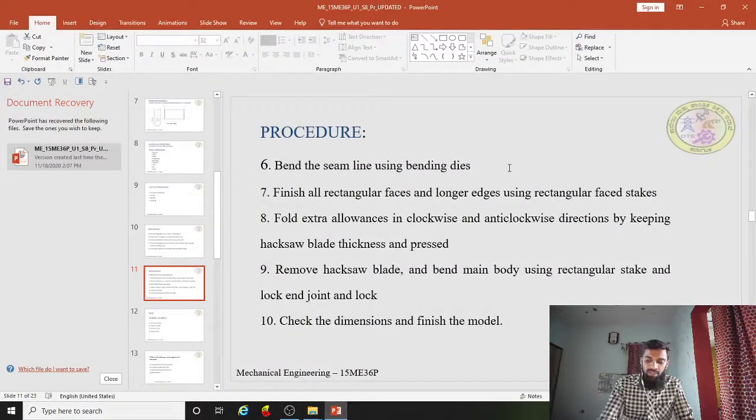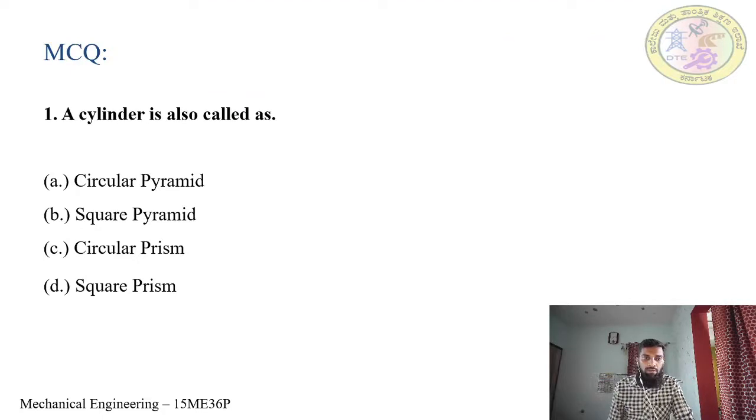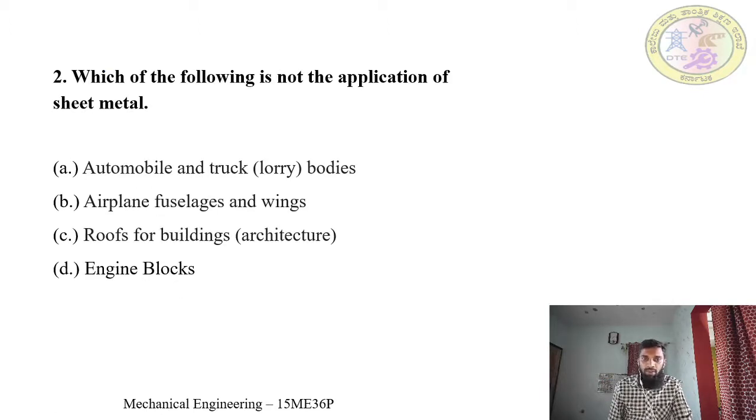See, in the next slide we are going to find the MCQs of this experiment. A cylinder is also called as, try to answer, which of the following is not the application of sheet metal?